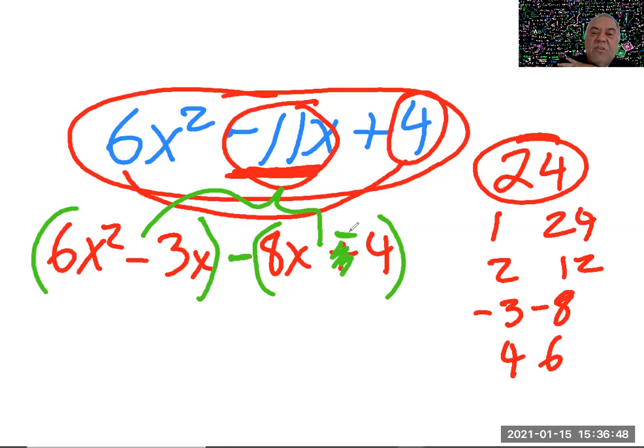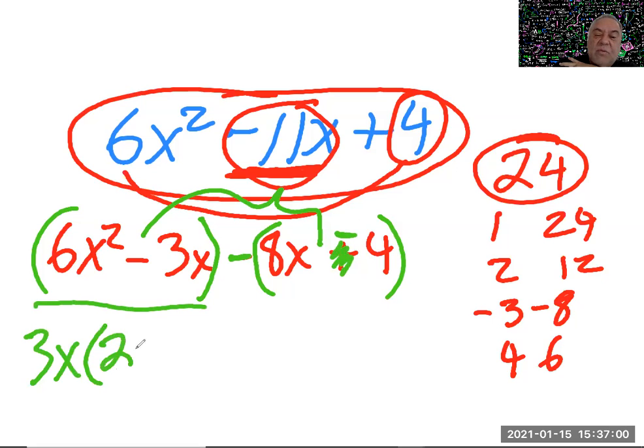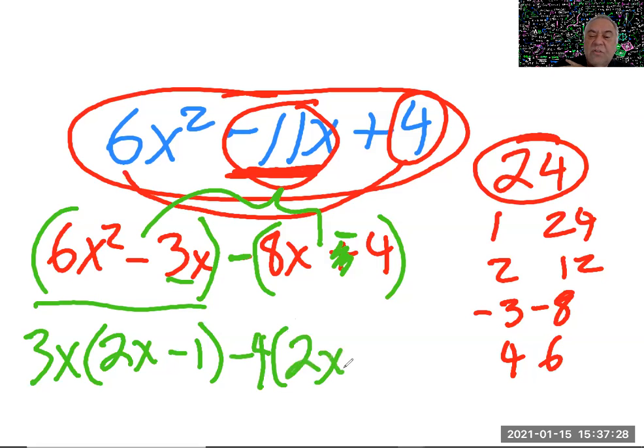So now we have to factor this first term, this first thing in parentheses here. We can factor out a 3 and we can factor out an x. So we bring 3x out front, and that leaves us with 2x minus 1 on the inside. Okay, because when we take the 3x out of the 3x, it just leaves a 1. Then look at this other one, minus 8x minus 4. The only thing we can factor out is a 4. So bring out a 4. And that leaves us with 2x minus 1.